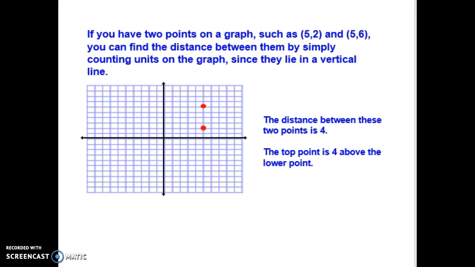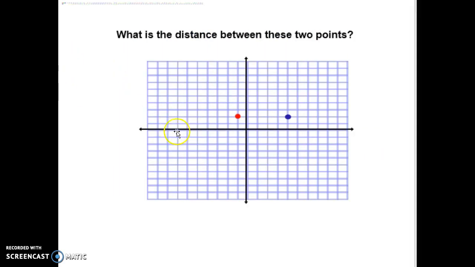First, if you have 2 points on a graph, such as (5, 2), this right here, and then this one would represent (5, 6), you can find the distance between them by simply counting the units on the graph, since they line up on a vertical line. So I can literally just count that this is 1, 2, 3, 4 units. The distance between these is 4. So that's pretty simple, right? And even the distance between these 2 points, I can count what that distance is. The distance will be 1, 2, 3, 4, 5.